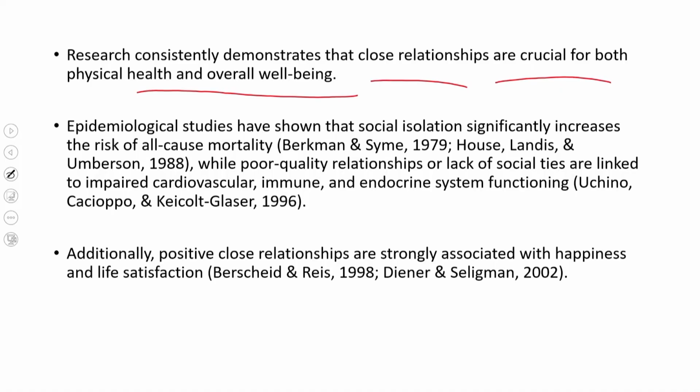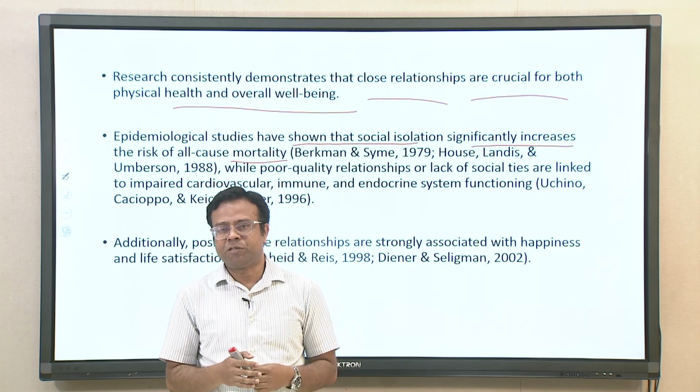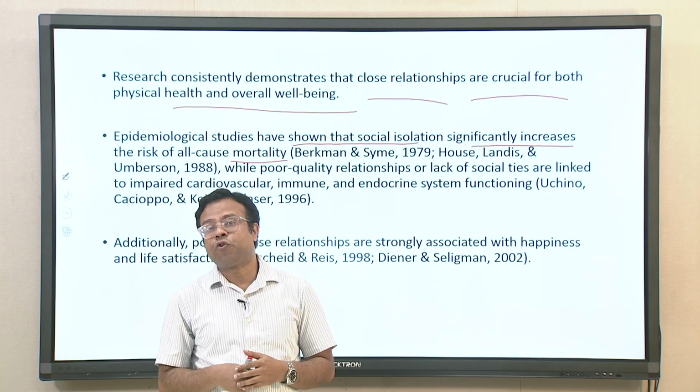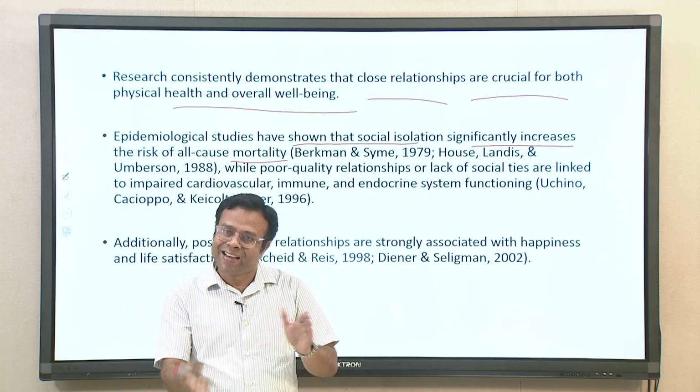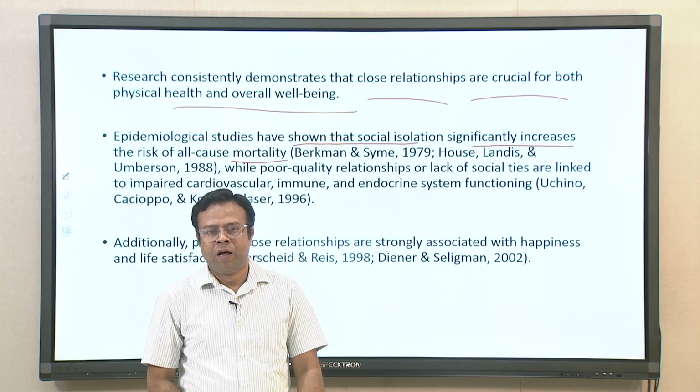Epidemiological studies have shown that social isolation significantly increases the risk of all-cause mortality. A lot of research shows that people who have less social support and experience more social isolation have an increased risk for mortality; they die earlier. A lot of research indicates this very clearly.